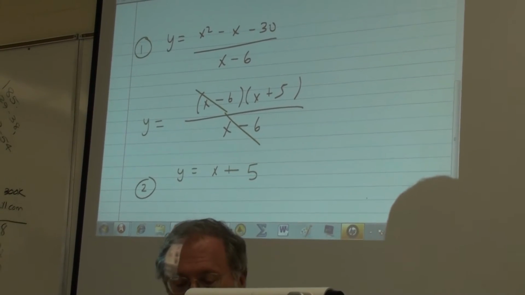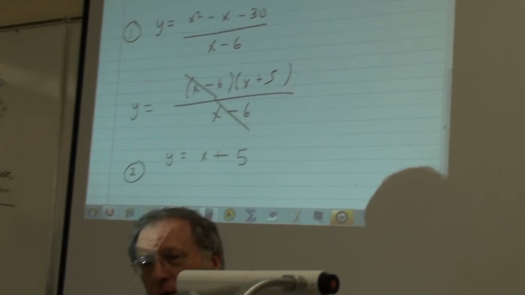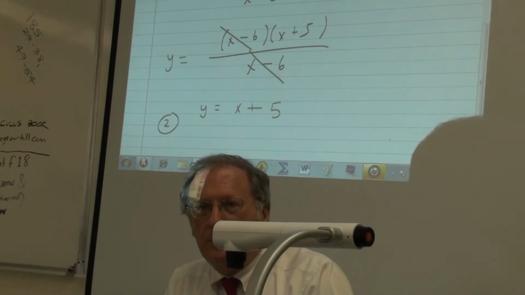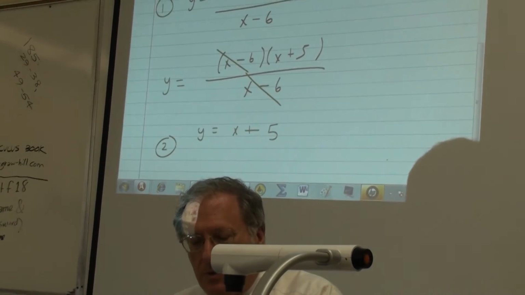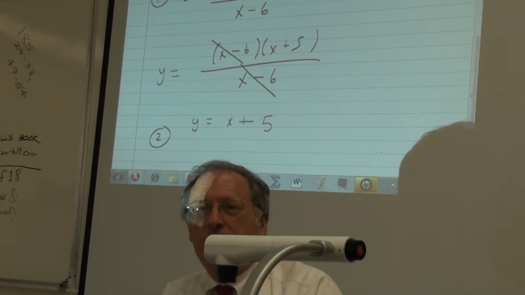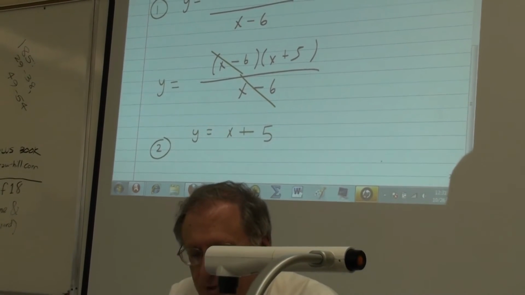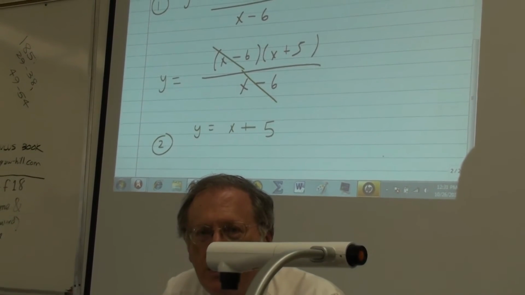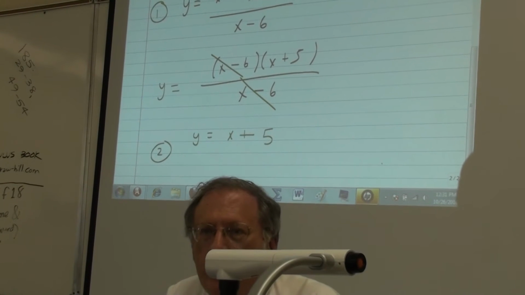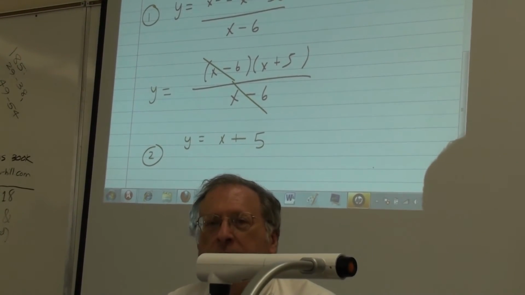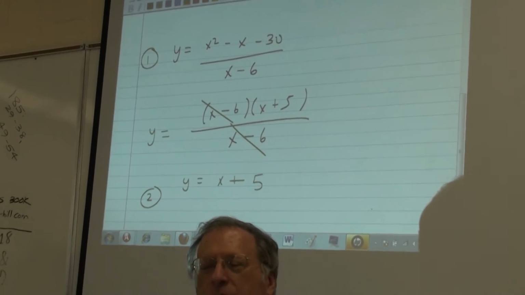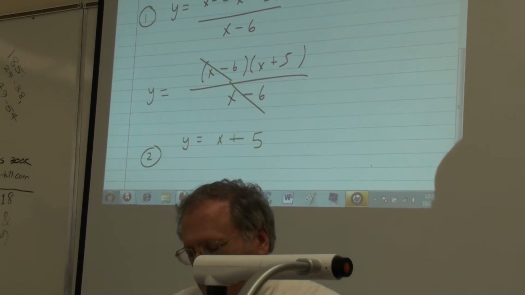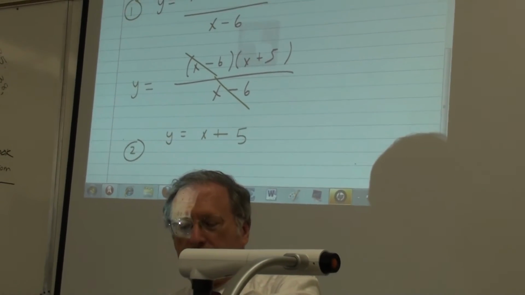All real numbers, because there's no restrictions on the domain. Does it really matter? It doesn't matter. It's a polynomial. So I claim the domain of number 2 is all real numbers. The domain of number 1 is all numbers but 6. So if you were to compare the graphs of those two functions, would they be the same?